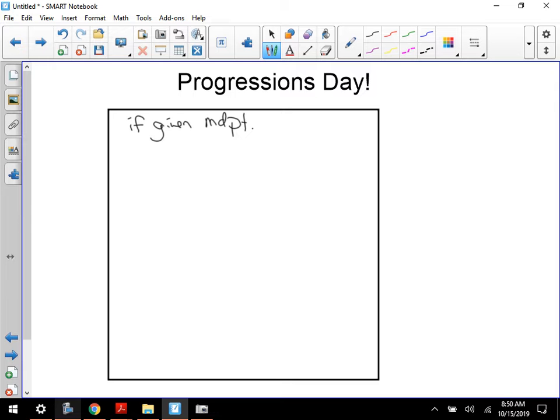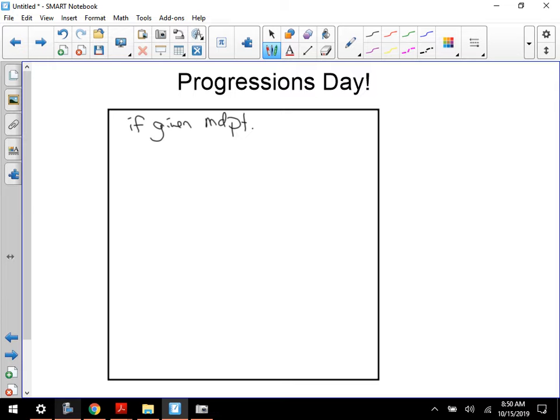When we have proofs, remember what we're doing. We have statements and reasons. If you're given a midpoint, that means you're telling me that something's a midpoint. Why did you write it down? Because it was given. Okay. Your next step is to do something with it.